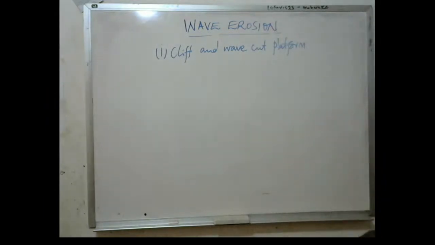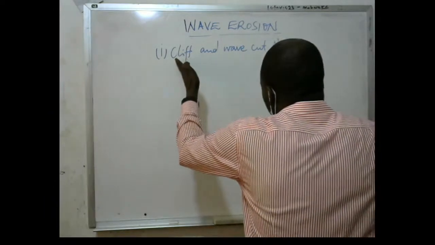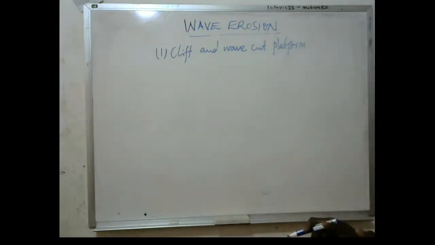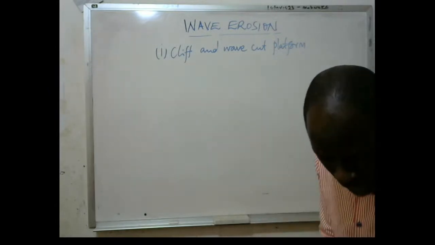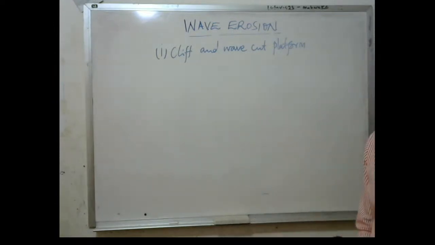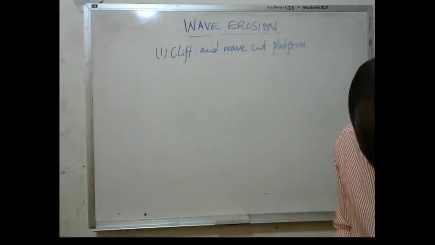So it is a family of 2. That we have a cliff, and when the cliff forms, then there will definitely be the formation of a wave cut platform. So those 2 form concurrently, I would say. That's why I want to bring them as one category of landforms arising from wave erosion. Then the other category, let me first give these categories.